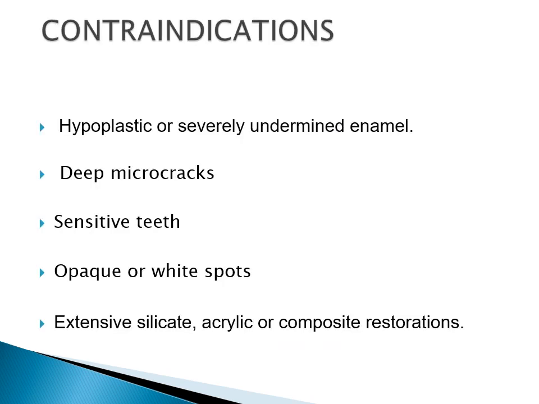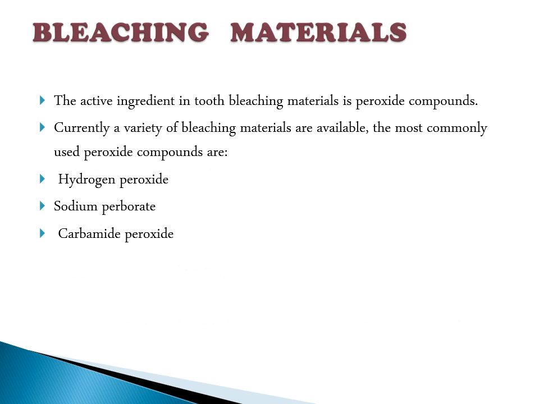Hypoplastic or severely undermined enamel are the contraindications: deep microcracks, sensitive teeth, opaque or white spots, and extensive silicate, acrylic, or composite restorations. Bleaching materials. The active ingredient in bleaching materials is peroxide compounds. Currently, a variety of bleaching materials are available. The most commonly used peroxide compounds are hydrogen peroxide, sodium perborate, and carbamide peroxide.